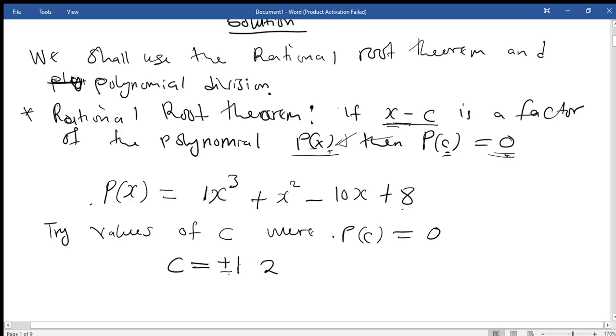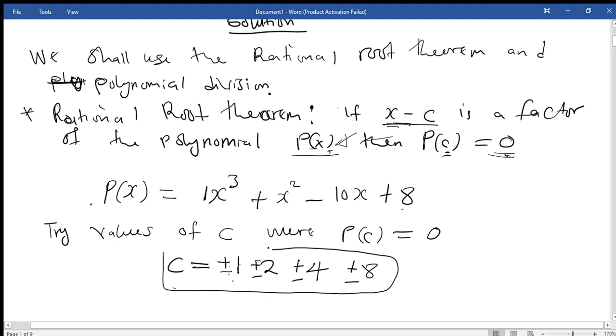Numbers which can go into 8 can be 1 itself, 2, 4, and 8 itself. So the possible values we're going to try will be positive or negative 1, positive or negative 2, positive or negative 4, positive or negative 8. These will be the values of c we are going to use to do a trial and error to check which value among these gives us p of c equal to 0. So we're looking for the value of c which, when inserted in the polynomial, the answer will be 0. That's what we are going to use to break this polynomial expression.